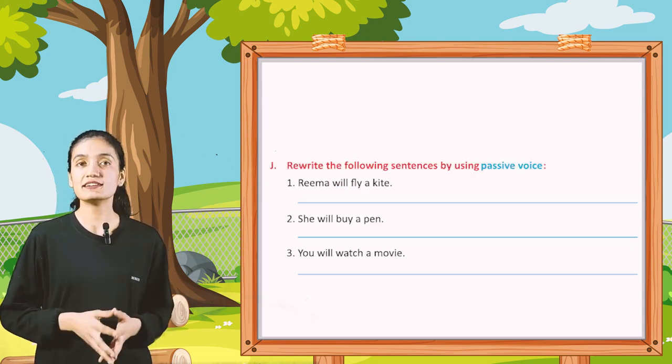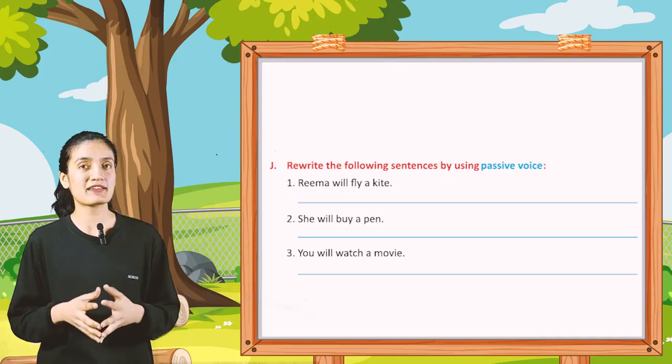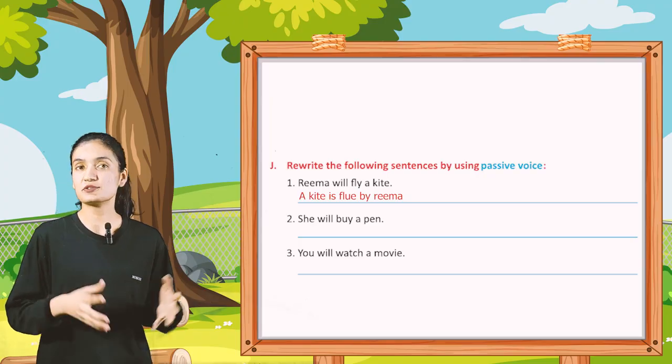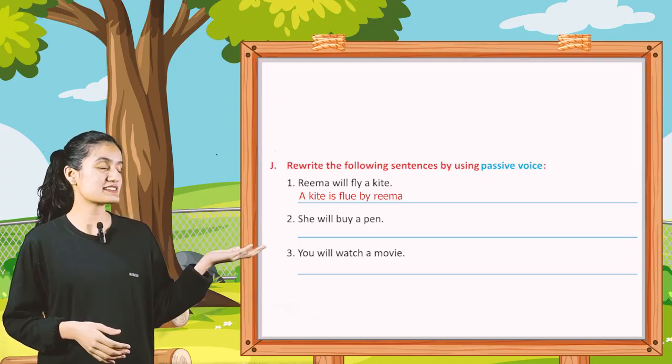Part J, rewrite the following sentences by using passive voice. First, Rima will fly a kite. A kite will be flown by Rima. So in this way, do the rest sentences.